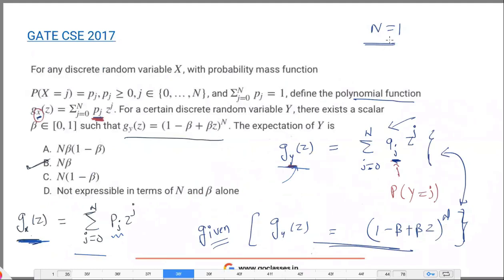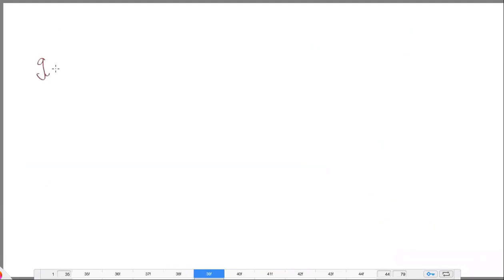Okay. So let's just see out of A, B, C which is the answer. If you plug in n equal to 1, then x will be just, for x equal to 0, the probability is P0, and for x equal to 1, the probability is P1, right? And then n is 1, then gx, then I think it is easy. So if n is 1, then you can compare. So if n is 1, then gyz that is given, you can just plug in n is 1, and if you want, you can also plug in beta something.